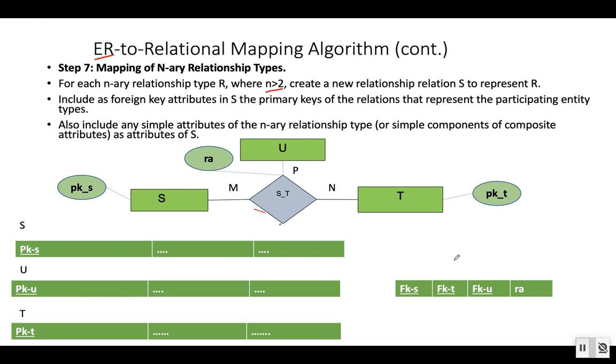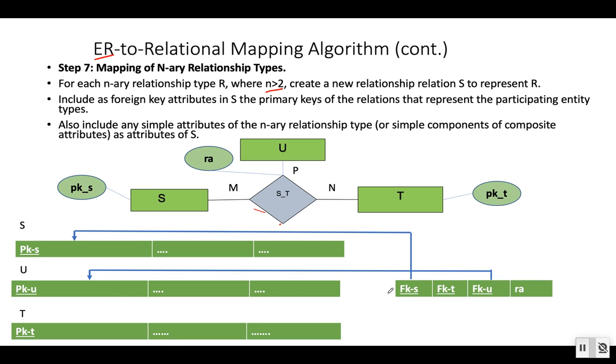So in this new table we are going to include foreign keys from each of the participating entity types. We are going to have a foreign key from entity S, a foreign key from entity U, and a foreign key from entity T, and each of these foreign keys will reference the primary key of the participating entity types. Now if the relationship has an attribute, we are going to also include that attribute in this table.